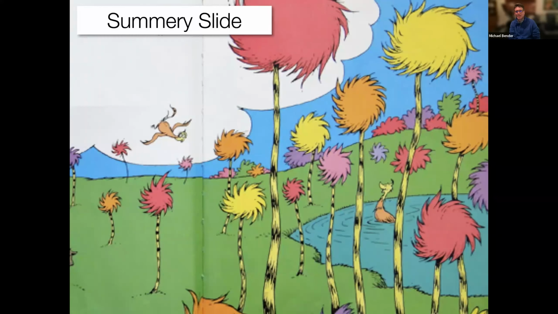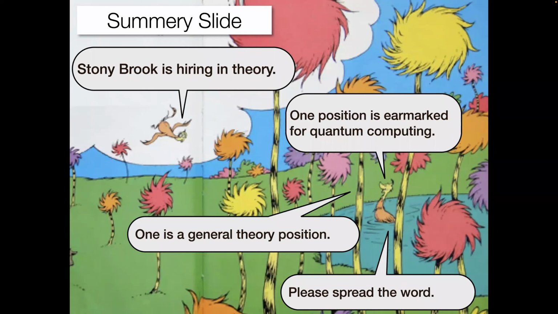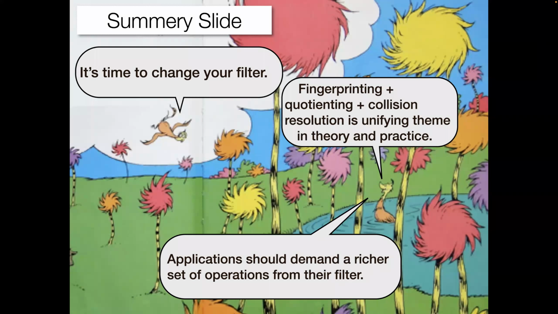This is my summary slide. And so this is the summary. First of all, the title was "It's Time to Change Your Filter." And I talked about fingerprinting and quotienting and collision resolution. It's sort of the unifying theme, both in theory and practice. And then I guess the final comment here is that applications should demand a richer set of operations from their filter. And that's what we also talked about. I don't think I have anything else I want to say here. Nope, I think we'll stop there.